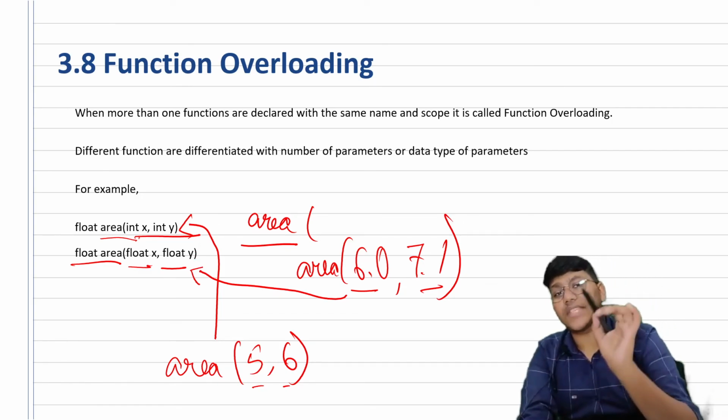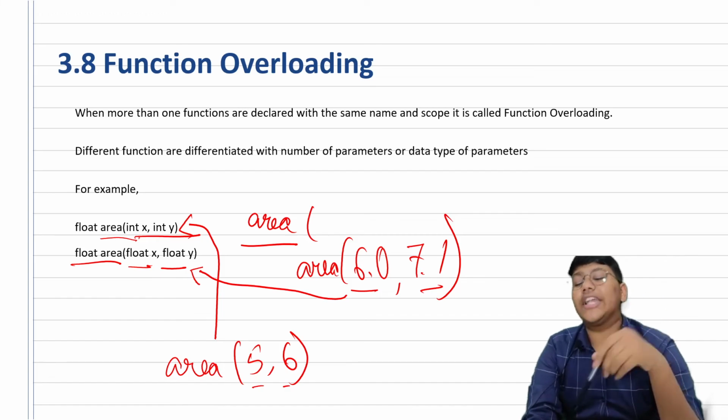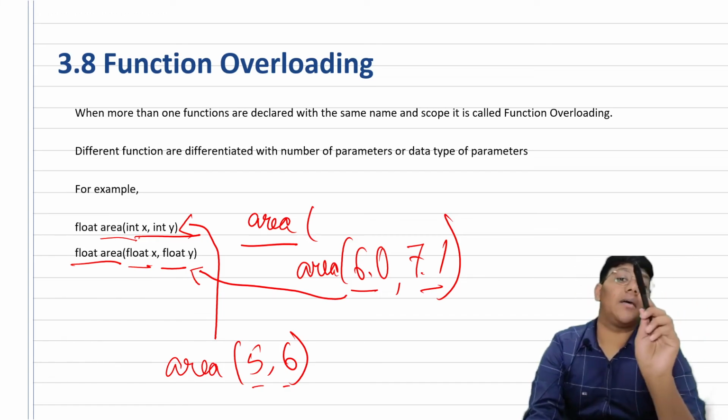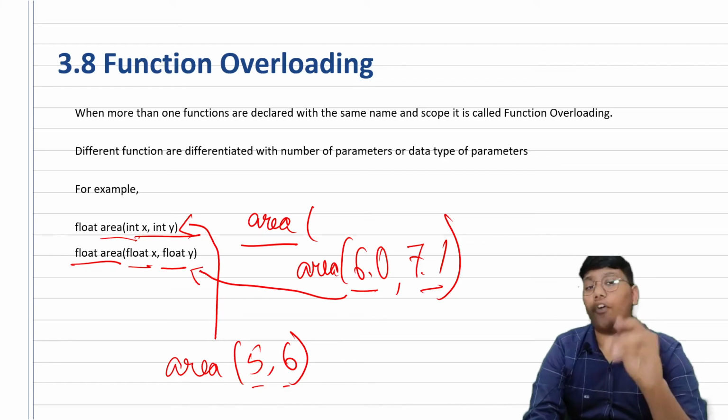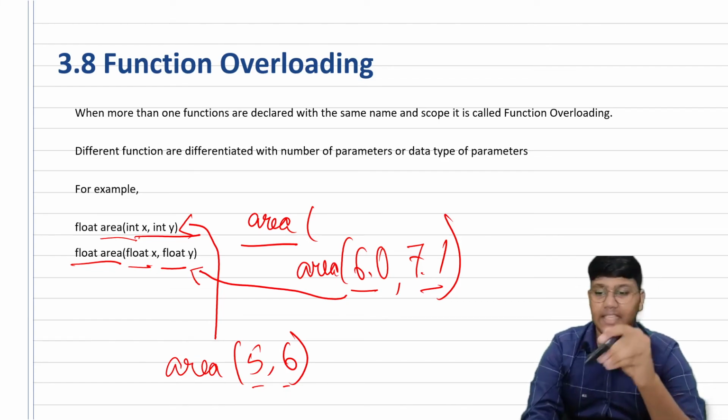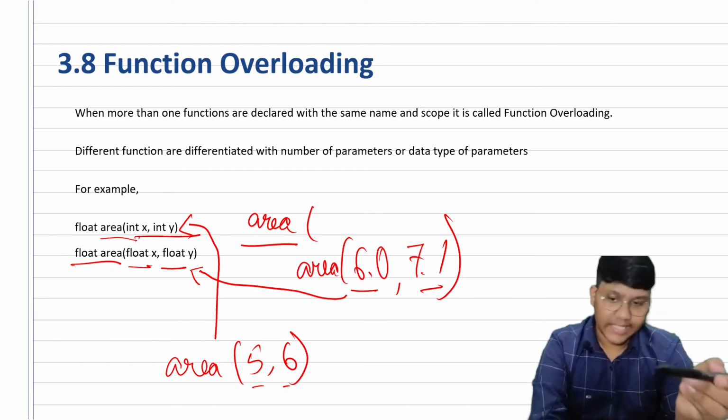Overloading is basically using the same name for many functions. This is a property of OOP, polymorphism. Here we are using the same name to do different things.